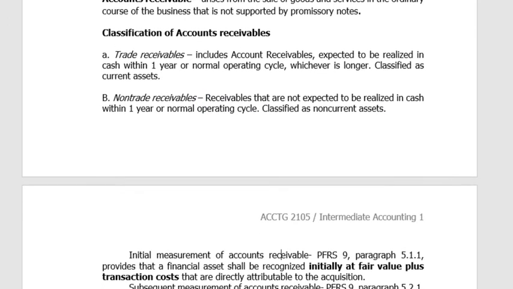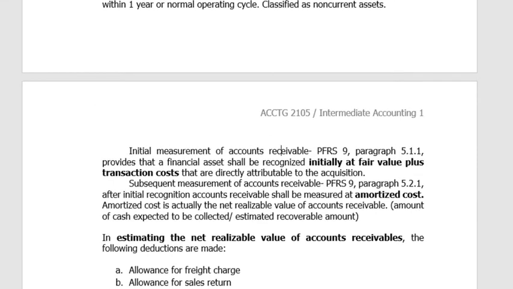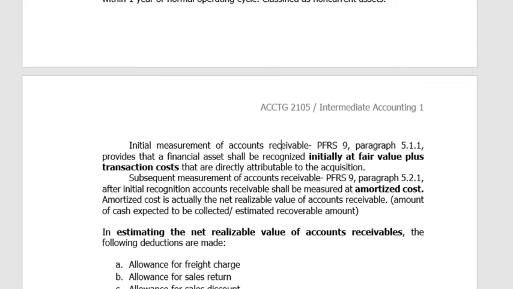So how do we measure accounts receivable? Accounts receivable is measured initially according to PFRS 9 at fair value plus transaction cost. So initially yan at fair value at plus transaction cost. So halimbawa, meron kang pautang ngayon, how do you recognize it? It is recognized at the fair value plus the transaction cost na directly ay attributable dun sa acquisition nung goods.